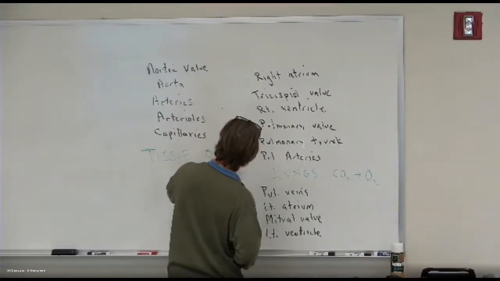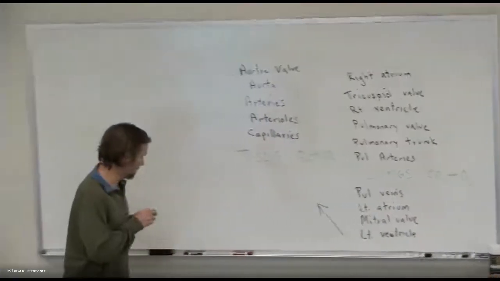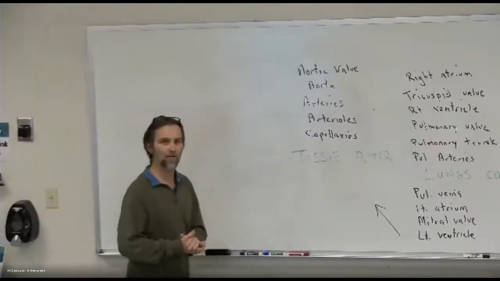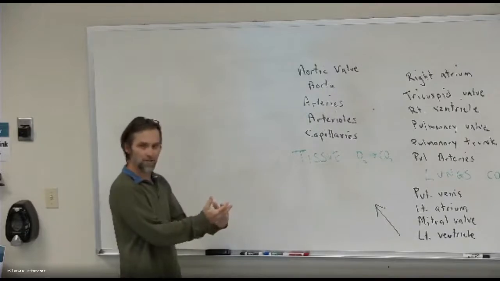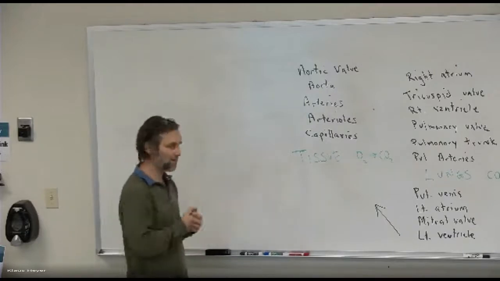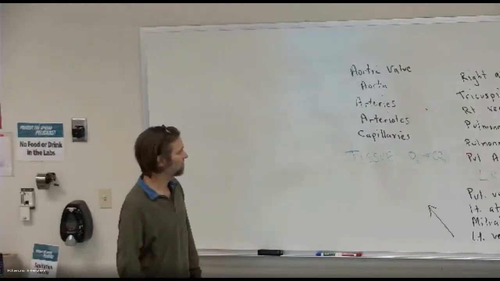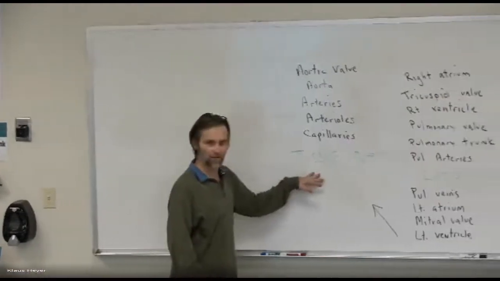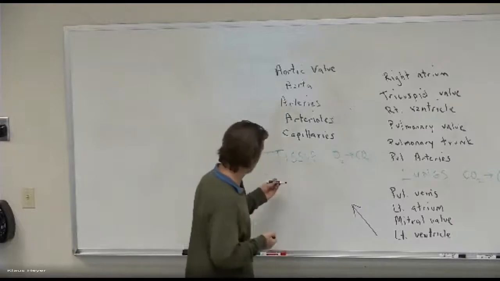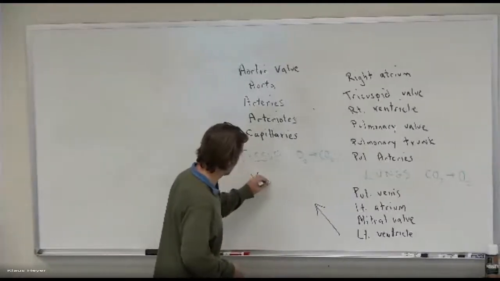And we're making a trade here. We're trading the oxygen for carbon dioxide. Oxygen's leaving and going to the tissues. Carbon dioxide's going back into the blood again. So now we're going to start on the way back. There's something called venules. I'm not going to put them, and then veins. So on the way back, it's veins.